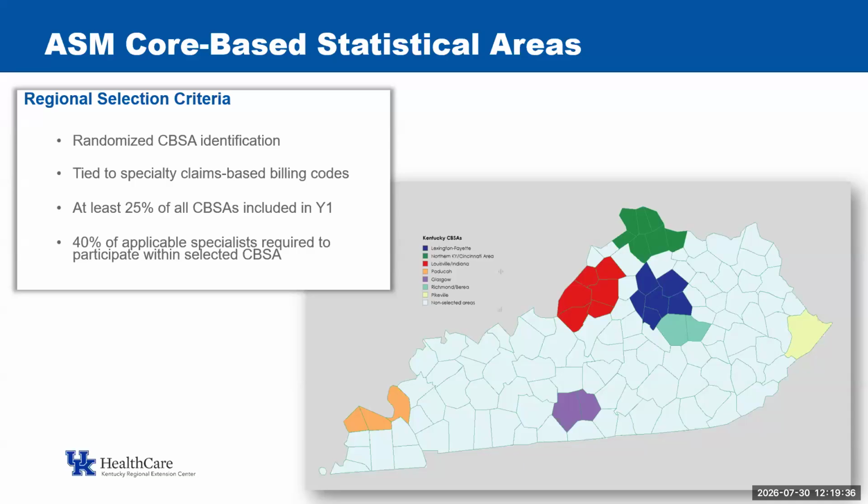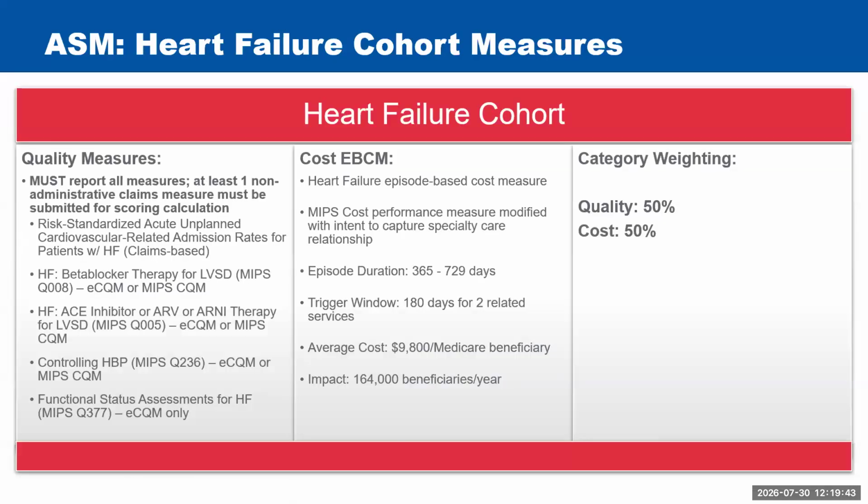Next, we will move away from how we're selected and who was selected, and start with what they're actually going to be measured on. CMS has built this cohort on a combination of quality and cost components related to the treatment of heart failure. On the quality side, clinicians must report all the measures listed, and at least one of the non-administrative claims measures must be submitted for scoring calculation, meaning you just have to submit that numerator and denominator.